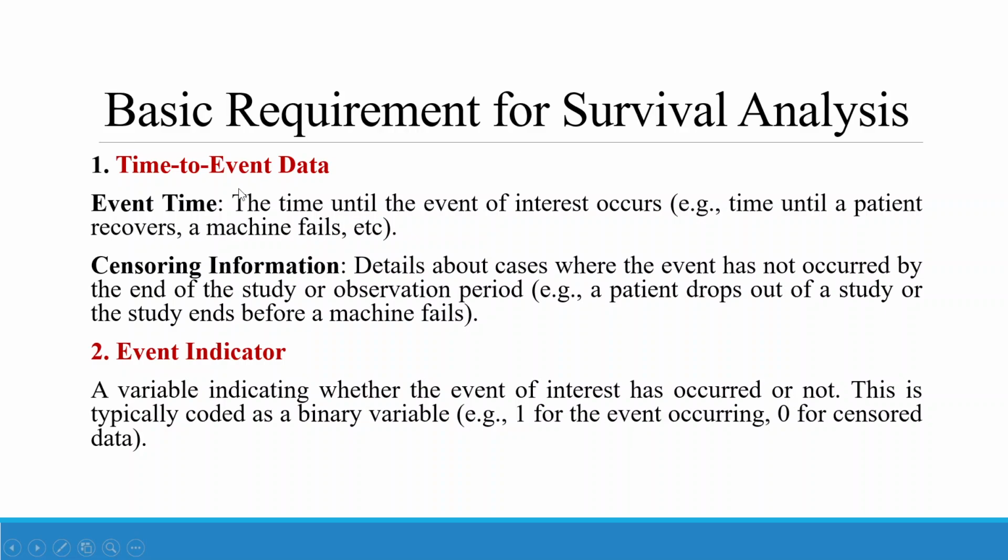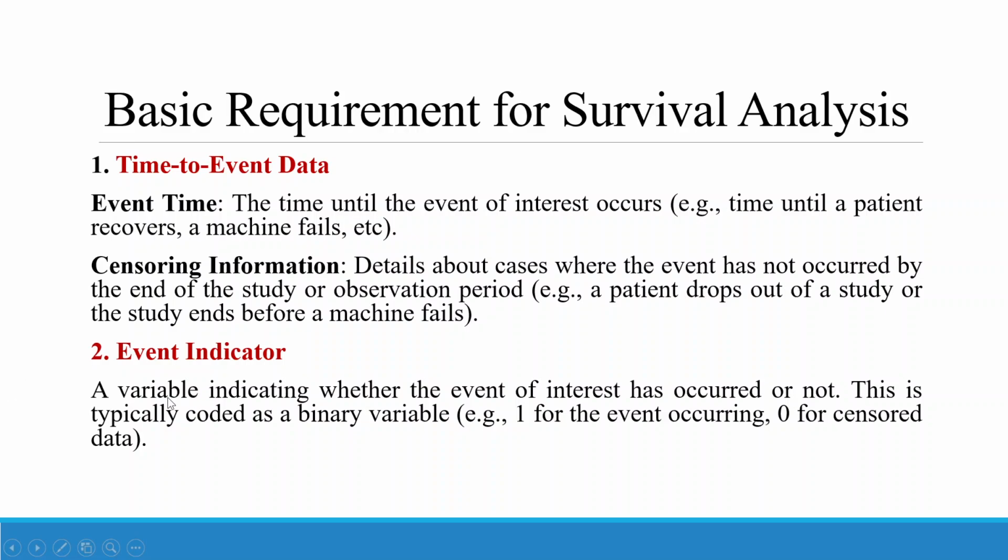Basic requirement for survival analysis: time to event data, the event time, which is the time until the event of interest occurs. Example, time until a patient recovers or a machine fails. So that we require. Censoring information is necessary. These are details about cases where the event has not occurred by the end of the study or observation period. Example, a patient drops out of a study, or the study ends before a machine fails.